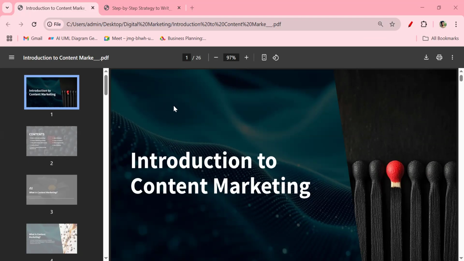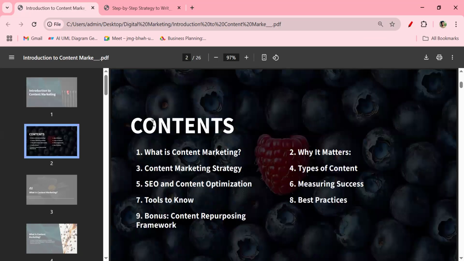Okay, so we are going to start today with an introduction to content marketing. The topics we are going to cover are: what is content marketing, strategy and why it matters, types of content, SEO and content optimization, measuring success, tools to know, best practices, and a bonus content repurposing framework.